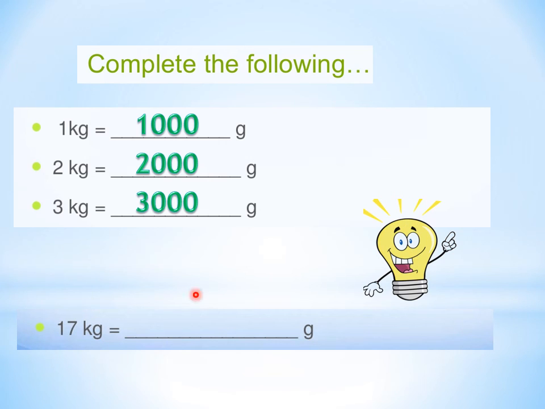This one is for the super students, and I know that you are all super. 17 kilograms is equal to how many grams? Yes, I will take the 17 and add to it how many zeros? 1, 2, 3. Can you read this number? It is 17,000 grams. Super. So 17 kilograms equals 17,000 grams. Well done.